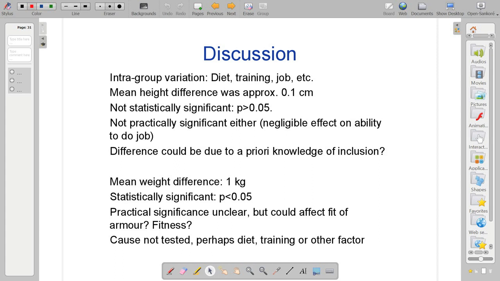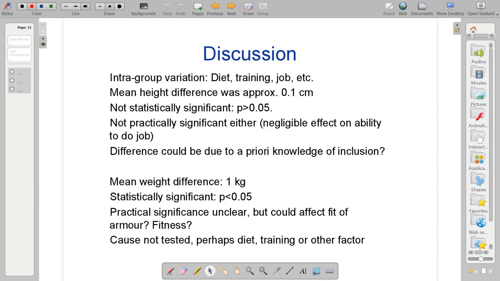Just don't take speculation too far. But then we observed that there wasn't a statistically significant difference in the mean heights, there was a difference of about 0.1 centimetres. It wasn't statistically significant, and I would propose it's not practically significant, so we'll leave it. Now, it doesn't really change their ability to do a job.